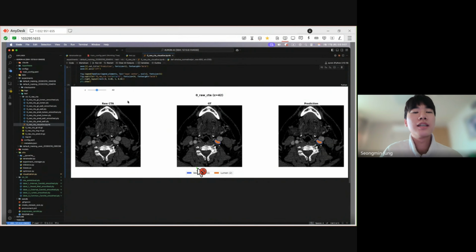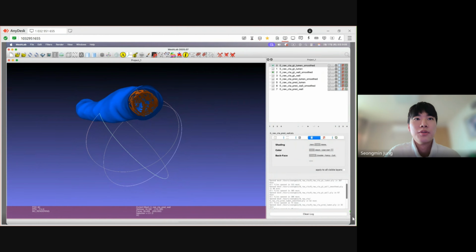So the left one is the 0.6 millimeter CT scan, and the middle one is the annotation from Doc, and this is my model's prediction. The yellow one is the lumen, and the blue one is the vessel wall.